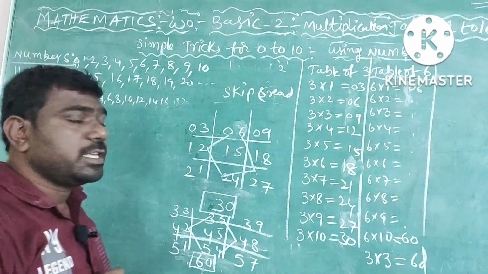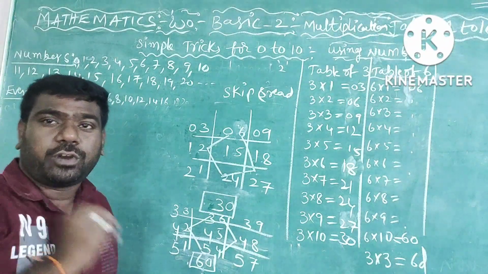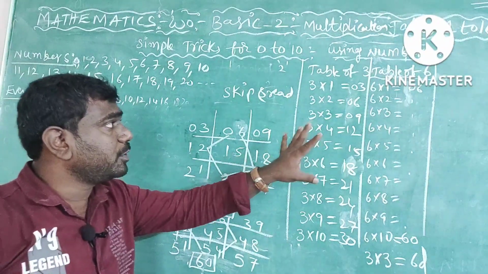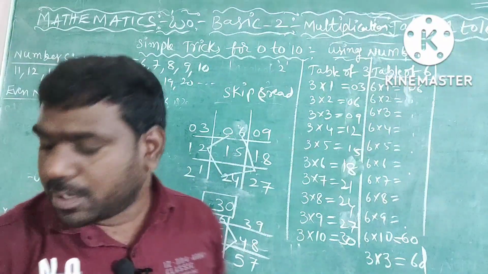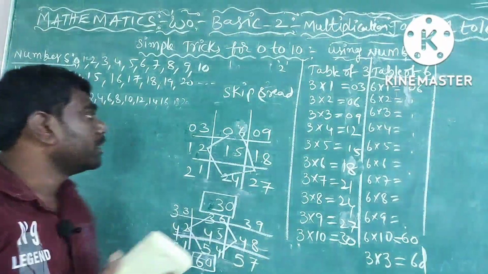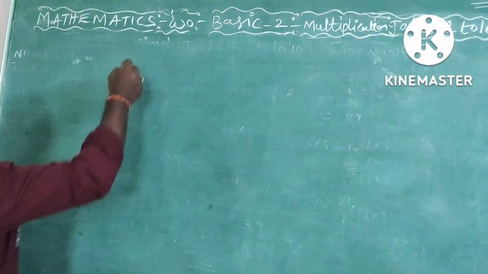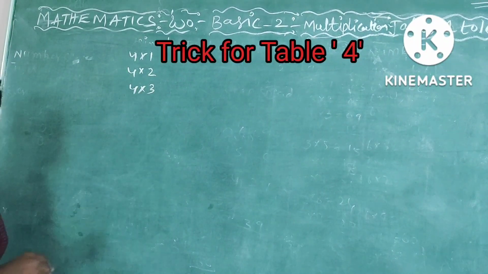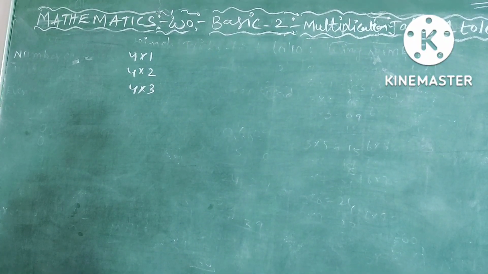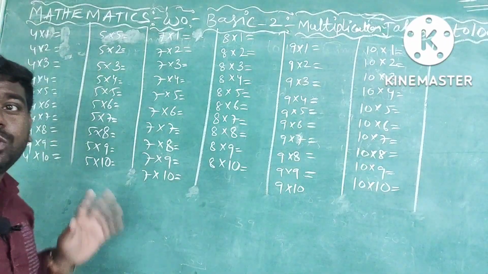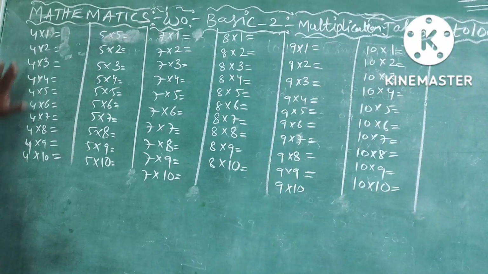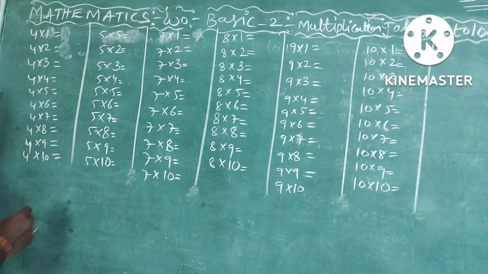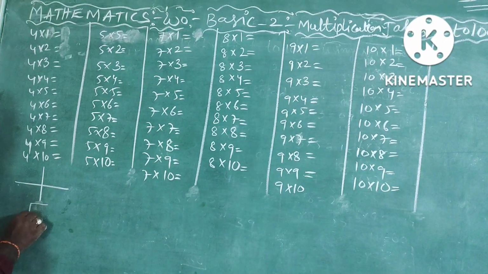Next, after the 6 table, comes the 4 table. Up to here we covered the 3 table and 6 table. Now come to the 4 table. What is the trick here? It is very simple. Take one horizontal line and one vertical line, and here one box.